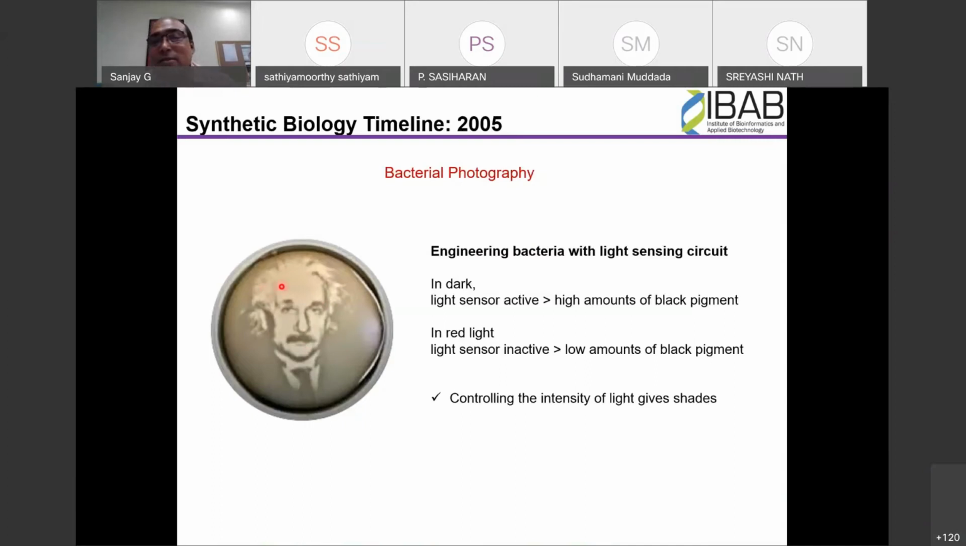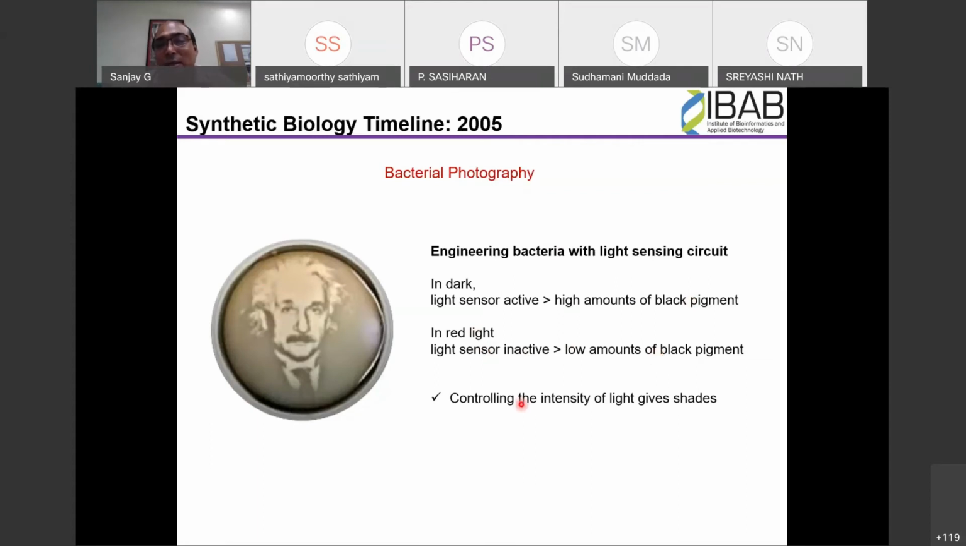And how it is done is very simple. They first engineer bacteria which can sense light. That means there is a sensor which gets active in the dark, and if the sensor is active, the circuit is made in such a way that the bacteria make a lot of black pigment. However, the moment you shine red light on those areas, the light sensor will become inactive and the black pigment production will go down drastically.